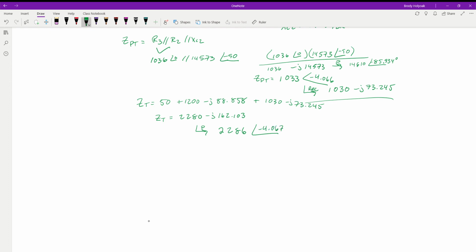So we have this value coming up again, the 2286. We've seen it a couple of times. Now we're going to solve for the current total of this entire circuit. So 5 volts peak to peak at 0 degrees divided by the 2286 at negative 4.067. We divide that out, and we get 2.187.